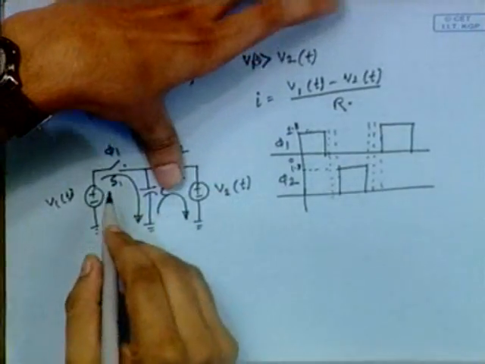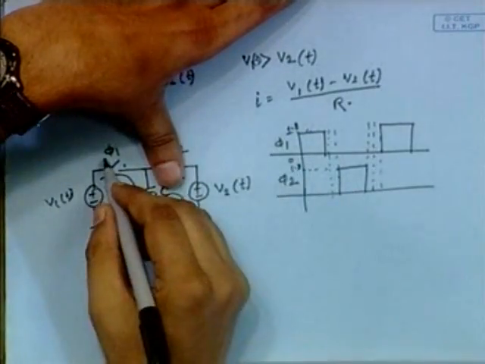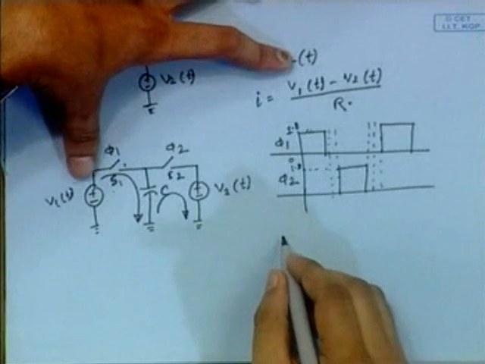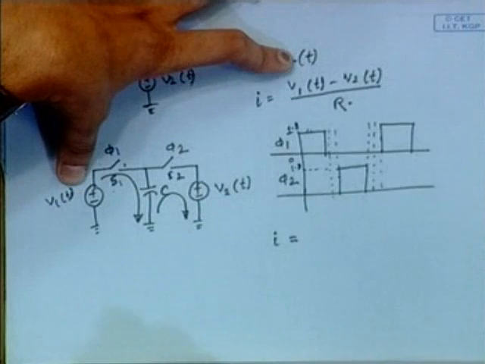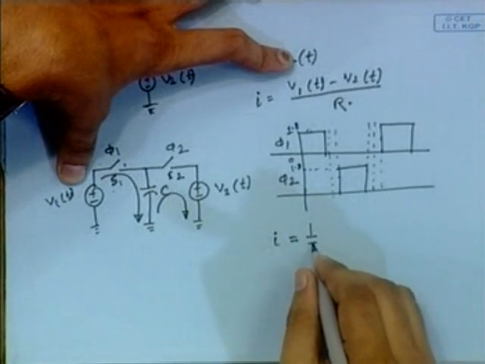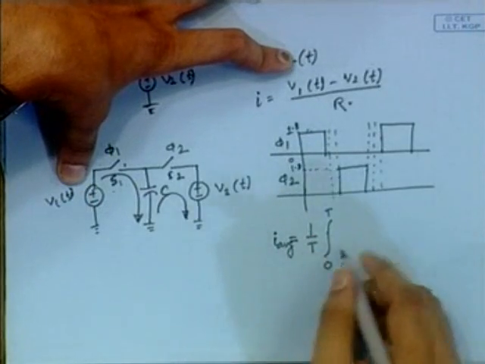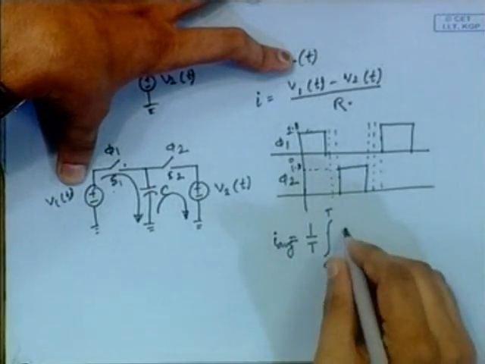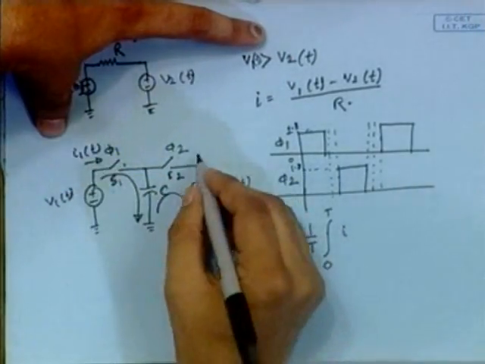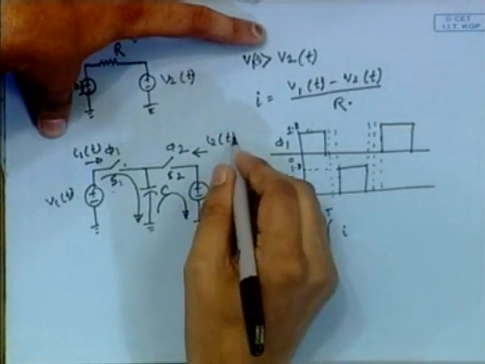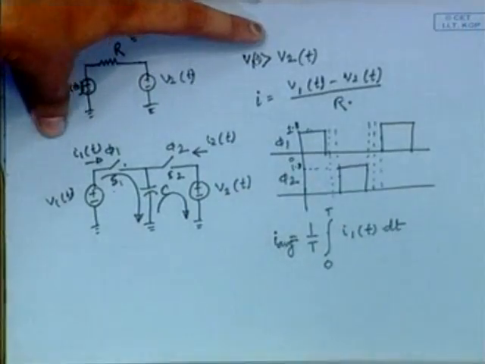For the first time, when switch S1 is on using this phi 1 clock pulse, we have I average equal to 1 by T, integral from 0 to T, where on this side we are taking I1(t) and on this side we are taking I2(t). Now I1(t) dt.